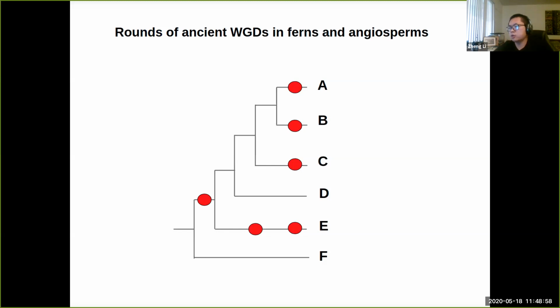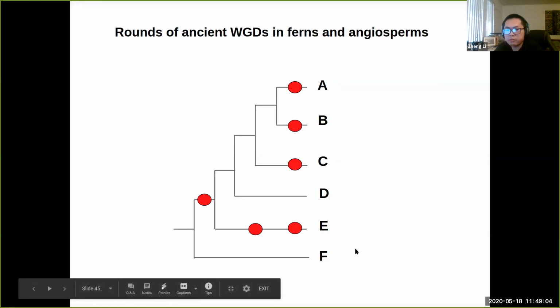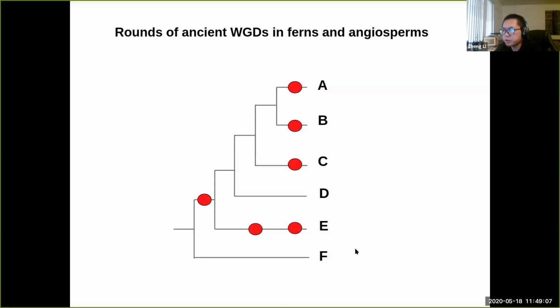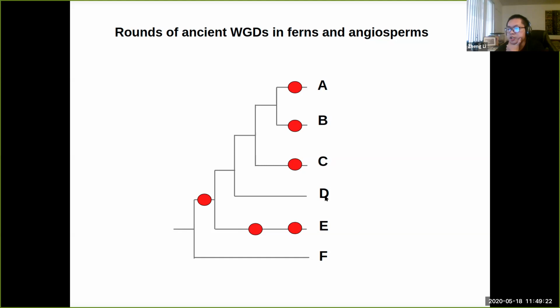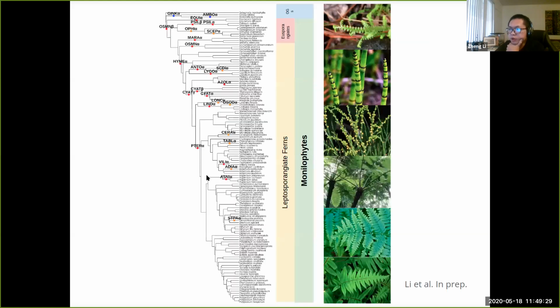So here I give you a toy example. This is a phylogeny, and on it, the red dots represent the inferred ancient whole genome duplication events. So for each species, we count how many rounds of ancient polyploidy that each species experienced. So for example, with species E, we'll count 1, 2, 3 rounds. And for species D, from the root towards the tip, it will be only 1 round. So this is what we do for the ferns.